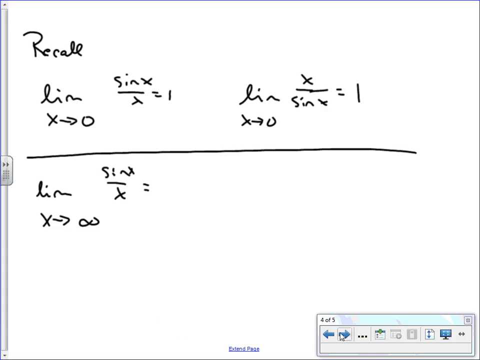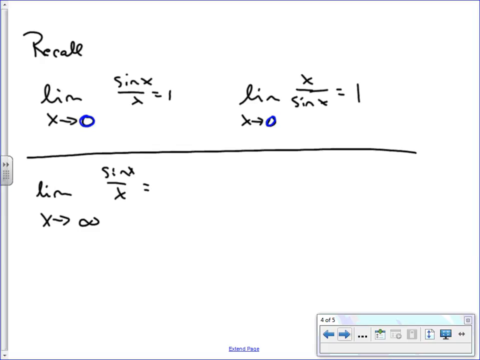Okay, the next one is a trig one. A long time ago, we learned these two limits, and we memorized them. The limit as x approaches 0 of sine x over x is 1. This is an oscillating behavior. And then we said also the limit as x approaches 0 of x over sine x is also 1.